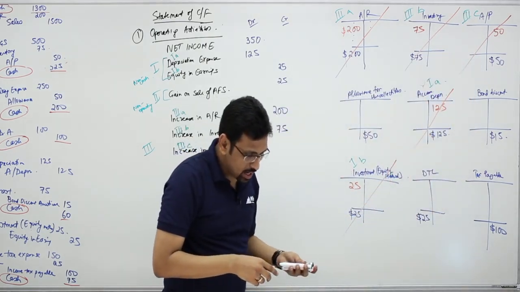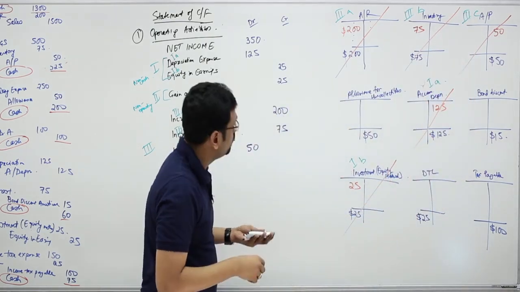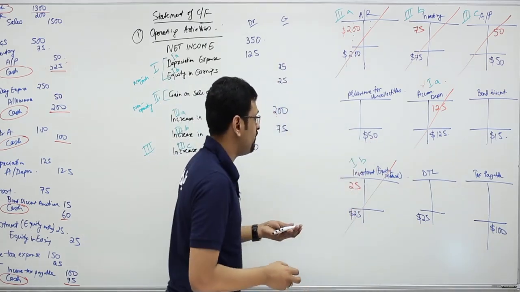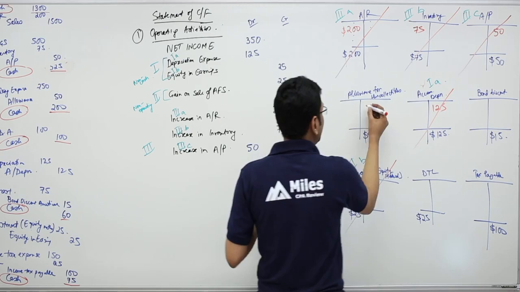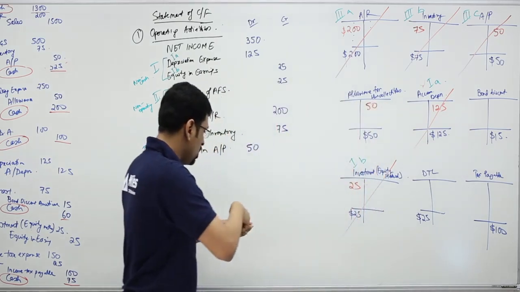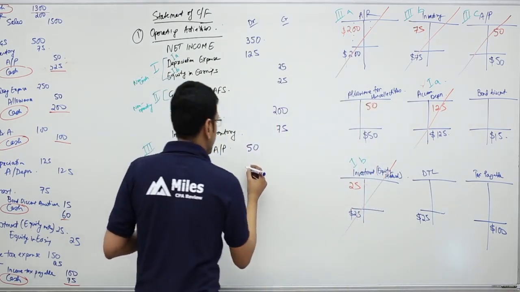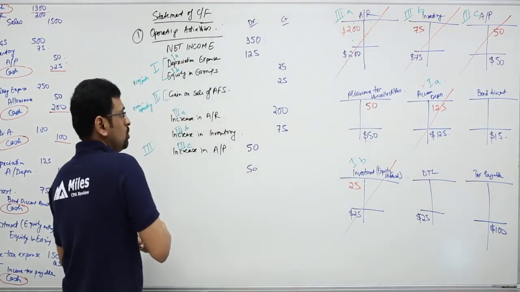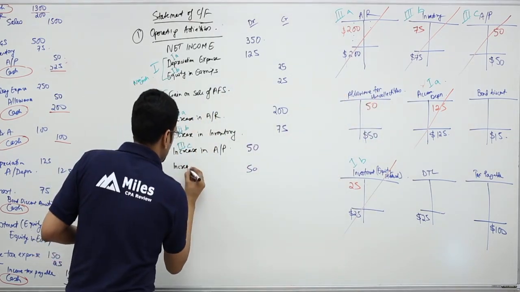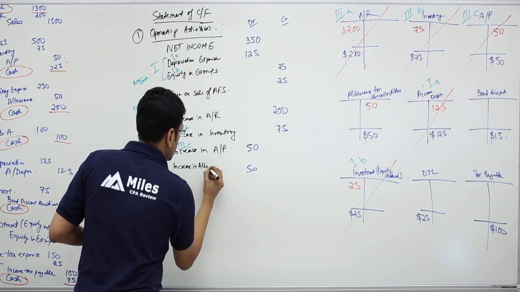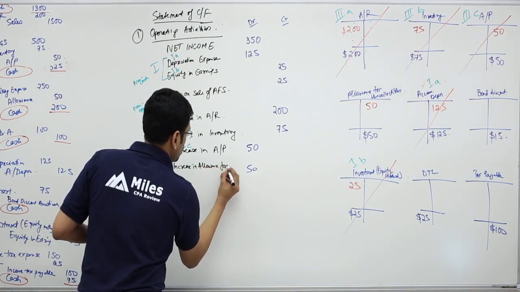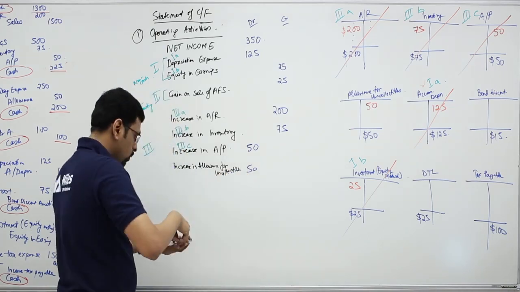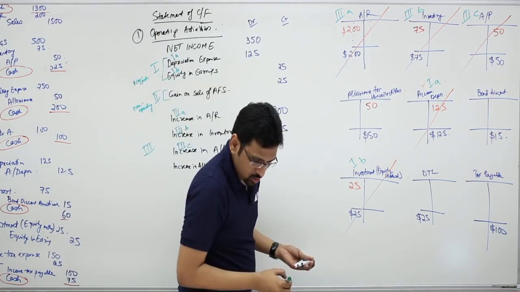Next, we're looking at the allowance for uncollectible. Allowance for uncollectible, that's increased by 50. So that means it's been credited here by 50. So here we would debit it by 50. Since a credit there, debit it here. And I would number it 3D.